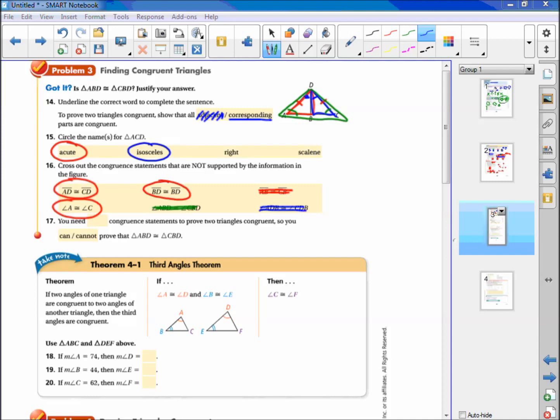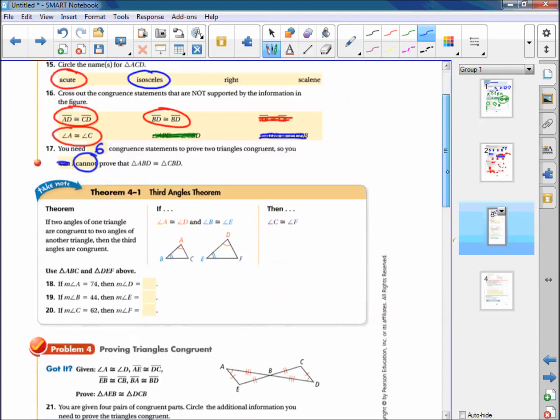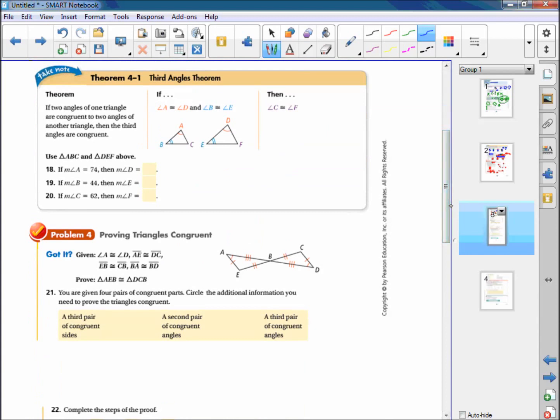So, well, we need all 6 of these things to prove two triangles are congruent. We have to prove all the angles are the same and all the corresponding sides have the same measure. Okay, so in this case, we cannot prove that those two triangles are congruent. All right, so we have a theorem here to help us a little bit. So our theorem is the third angles theorem.